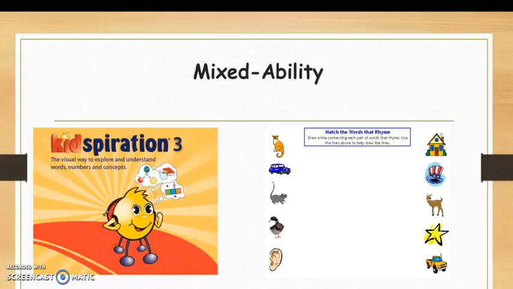Adaptive assistive technology that could be used to make this unit accessible to a broader audience is Kidspiration, which would be a great assistive technology that would expose students to a lot of visuals, which would help them understand rhyming better.